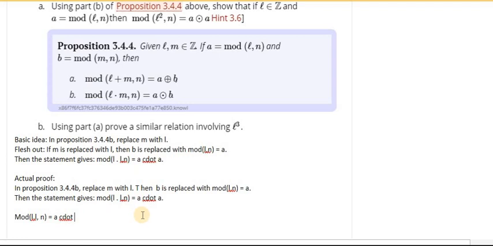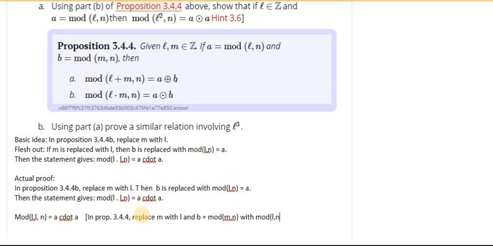So mod L L N is equal to A C dot A, and then the reason is in proposition 3.4.4, replace M with L, and B equals mod M n with mod L n. Okay, those are consistent replacements, right? Because if I'm replacing M with L, that's what happens here. And that's equal to A, right? Okay, so that's my reason.